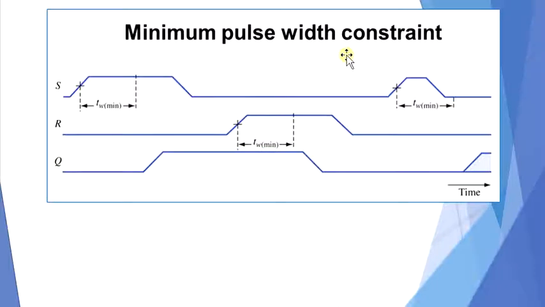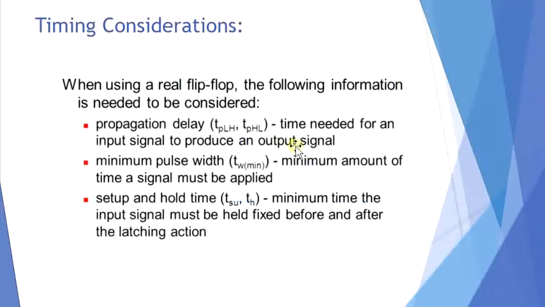Let me explain with a timing diagram what a minimum pulse width constraint is. Here I have considered an SR latch and I have shown the timing diagram for the output Q. You can see that there is a shaded area here, and this shaded area of the output signal Q indicates that the state of the latch is unpredictable since the set signal did not satisfy the minimum pulse width constraint. Moving on to the next timing consideration, that is setup and hold time.